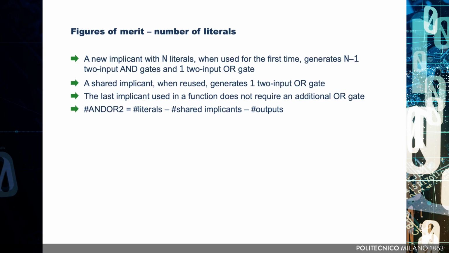Taking all these factors into account, similarly to how we handled this metric in the single output case, we can conclude that the total number of 2-input gates in the circuit is equal to the total number of literals minus the number of shared implicants minus the number of outputs.